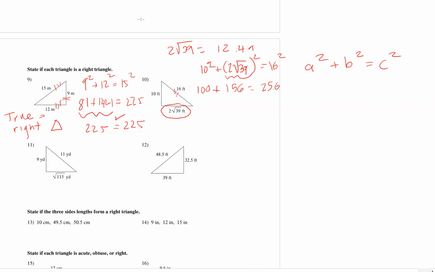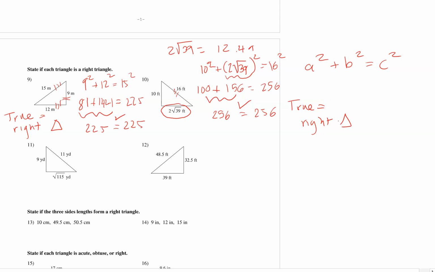All right, so far we've managed to break everything down, and now we need to go ahead and combine like terms. So 100 plus 256, that's 256, and then this is 256. Because that statement is true on both the left and the right side, this is a right triangle.